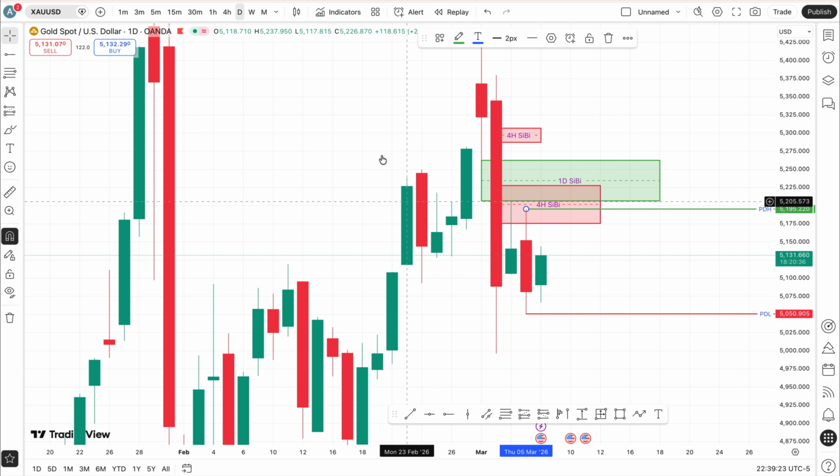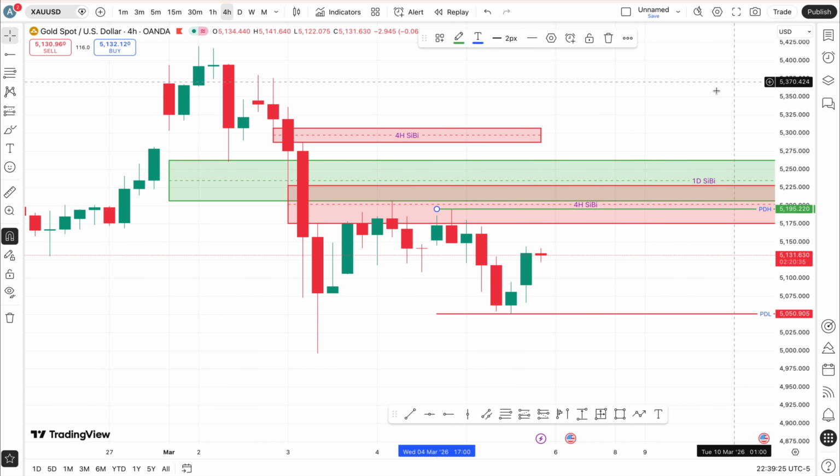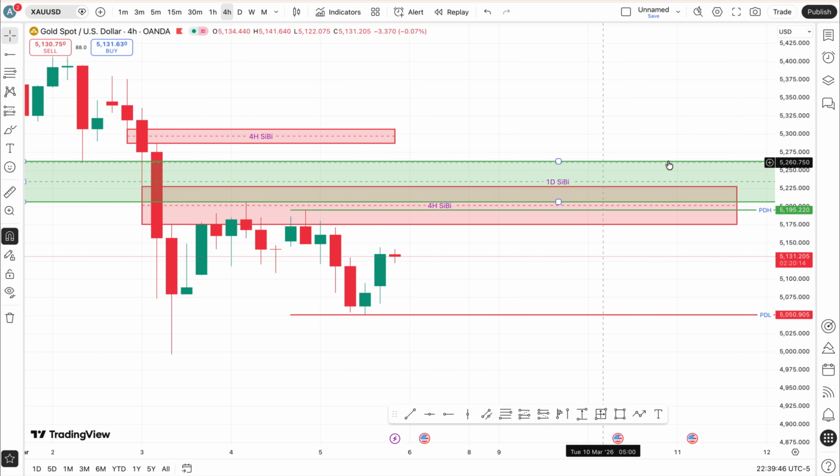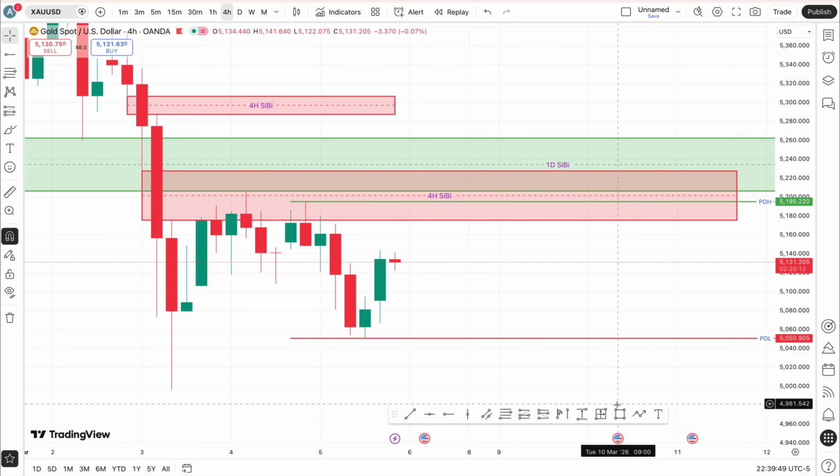We now move on to 4 hour. We can see the previously marked 4 hour CB is still holding. The market retested it many times over the past 2 days. So we now refine the analysis using the 4 hour chart. Even though yesterday didn't leave many 1 hour imbalances, we can see a clear 4 hour and 1 hour void forming today. I will mark it here.